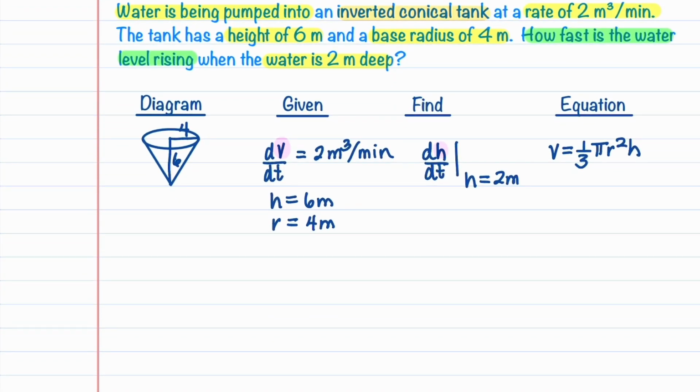Let's now look at this equation that we just wrote down. Our equation has a volume in it. It has a radius and it has a height. We want to find dh/dt. We are given dV/dt, but we are not given any information about dr/dt. So what we have to do is put r in terms of h.